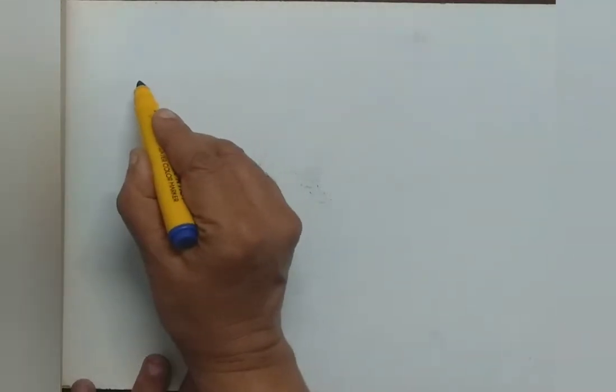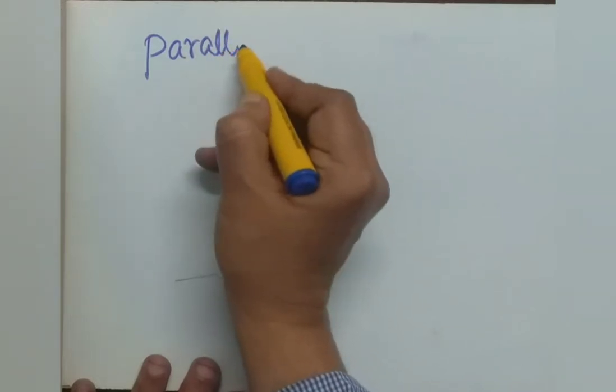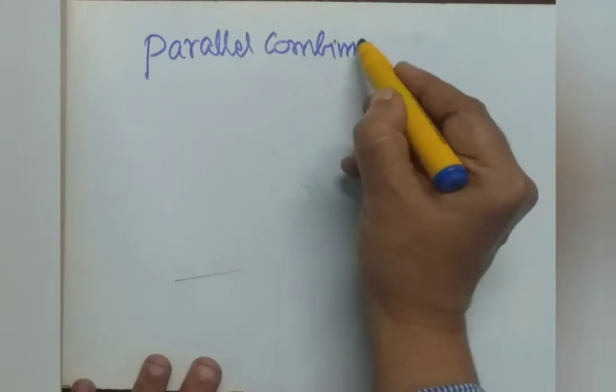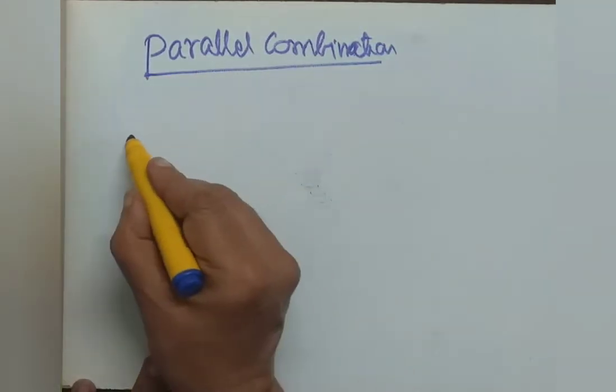Now we learn the parallel combination of cells. Say two cells are connected between the same two points. When we connect them in parallel, the terminal potential difference should remain the same.